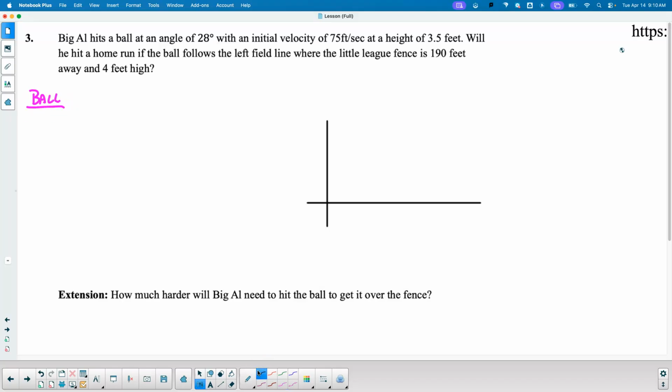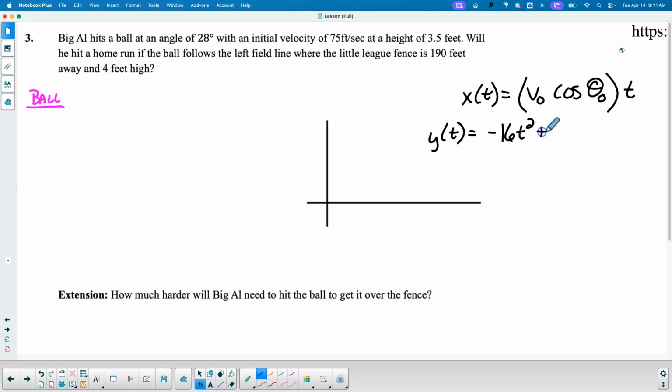Now, refreshing our memories from last week, our x of t equation was going to be v sub 0 times the cosine of theta sub 0 times t, and our y of t equation was going to be negative 16t squared plus v sub 0 sine of theta sub 0 times t plus h sub 0, where v sub 0 is our initial velocity, theta sub 0 is our launch angle, and h sub 0 is our initial height.